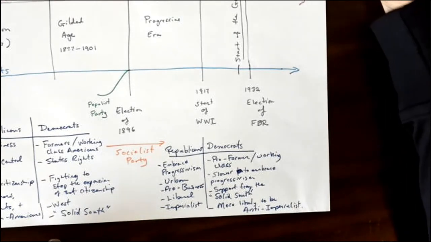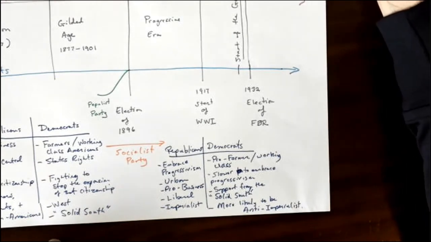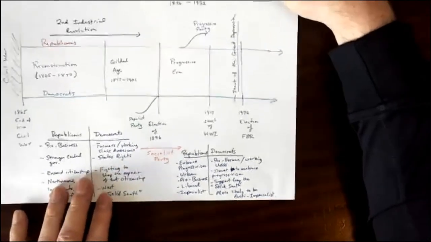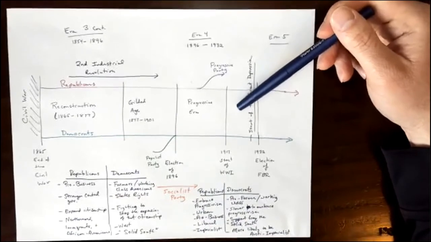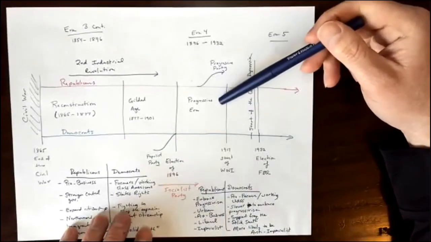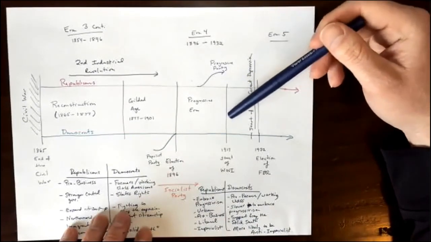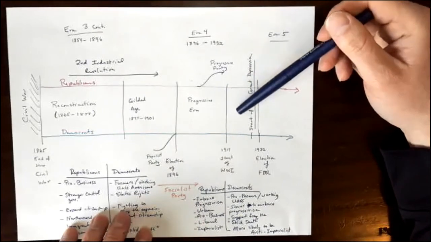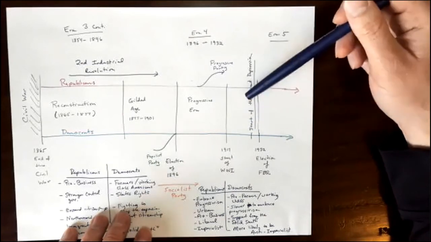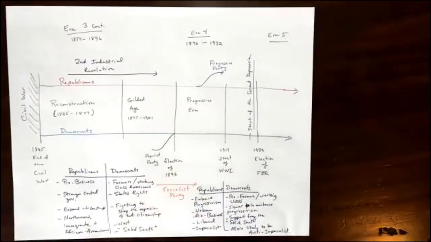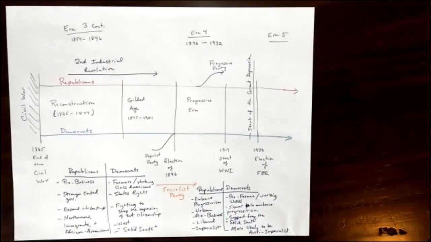And by the, I'm going to zoom out here. By the end of this time period, in the 1920s, some of the progressive views that both parties had are starting to give way to more of a laissez-faire feeling. And that takes us into the start of the Depression. The stock market crashes in 1929. And then by 1932, you've got the election of FDR.